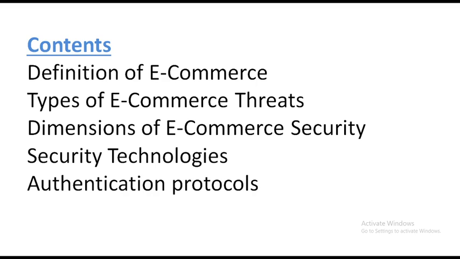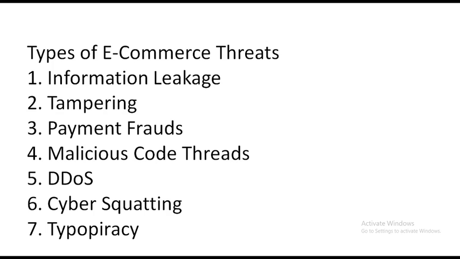So first of all, these are all the contents we are going to discuss today. The first one is the definition of e-commerce security. The second one is types of e-commerce threats. What are the security threats in e-commerce? The fourth one is dimensions of e-commerce security. The fifth one is security technologies: what security technologies are there for transacting the amount or the message from one side to another side? And the last one is authentication protocols. Which protocols are used for transacting the amount from our side to the end side? This is what we are going to see today.